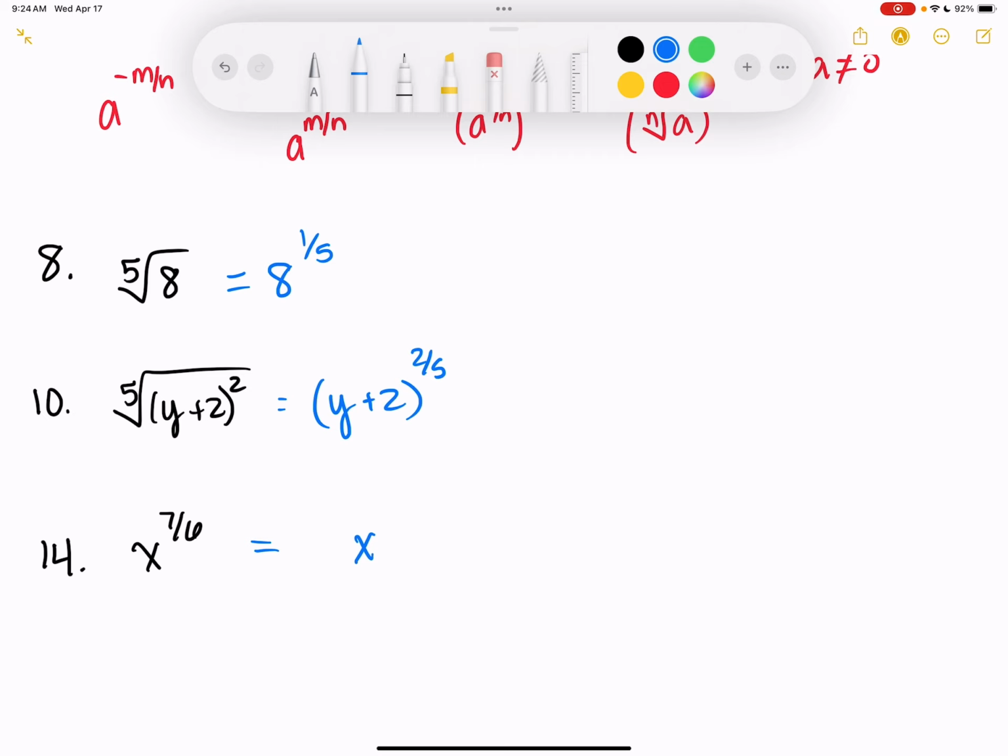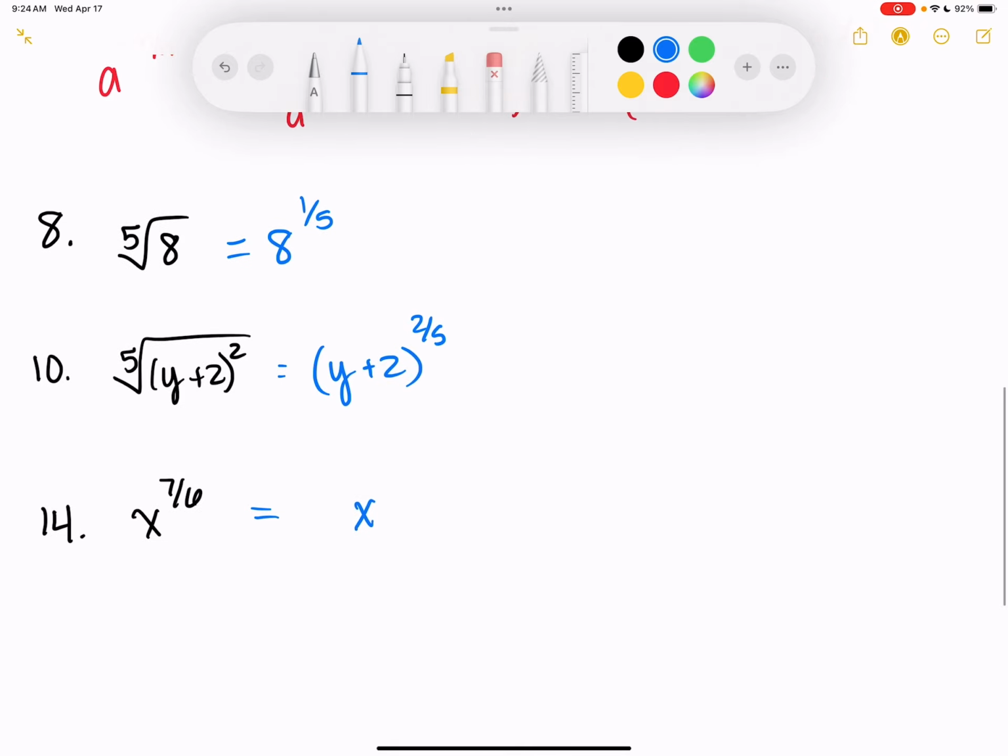So I want it in radical notation. I want it to look like this. Would it be the 6 on the outside and the radical x raised to the 7? Yep. So the 6th root of x raised to the 7th. And like in number 10, we had to have the parentheses because it was on the whole thing. Obviously with x, since it's just a singular term, we don't need parentheses. But if it was multiple terms, we would need to have that on there.